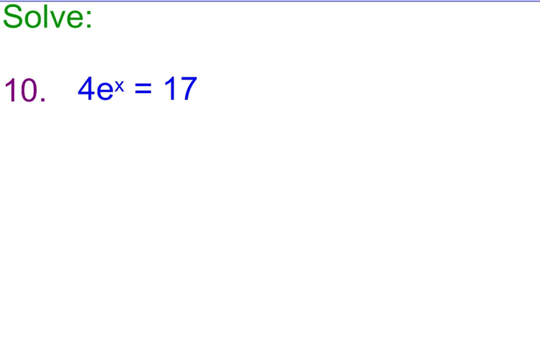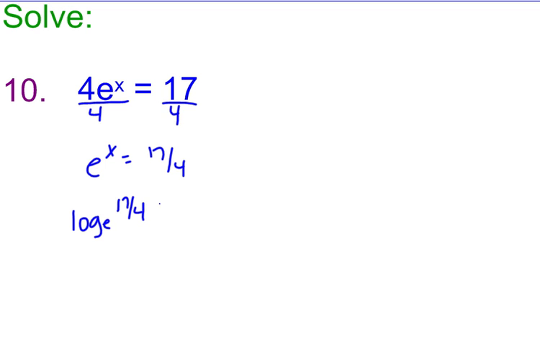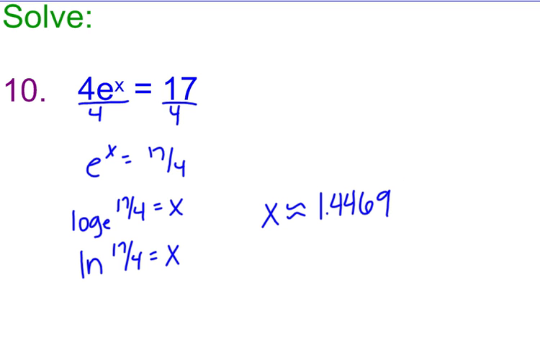Number 10, same idea, except that first I want to get the e to the x by itself. So I'm going to divide both sides by 4. So I have e to the x equals 17/4. So now when I change forms, I'd say log base e of 17/4 equals x. So the natural log of 17/4. I punch that in my calculator, which I would show you if it was working.